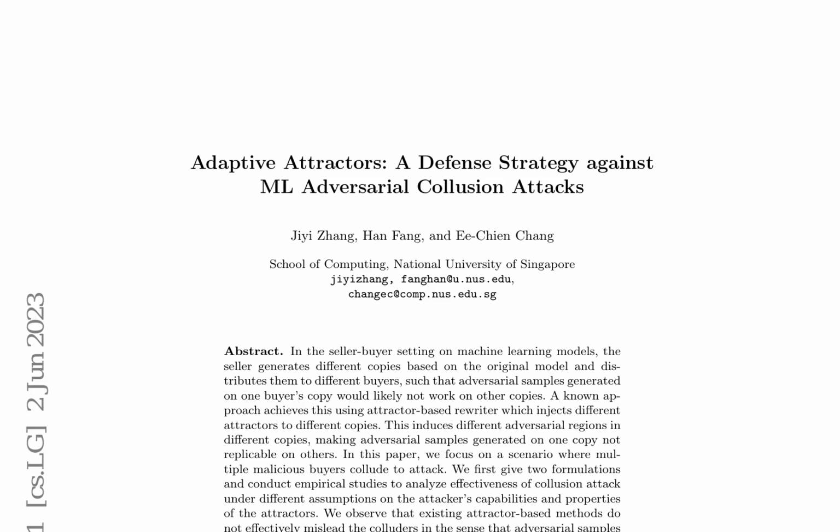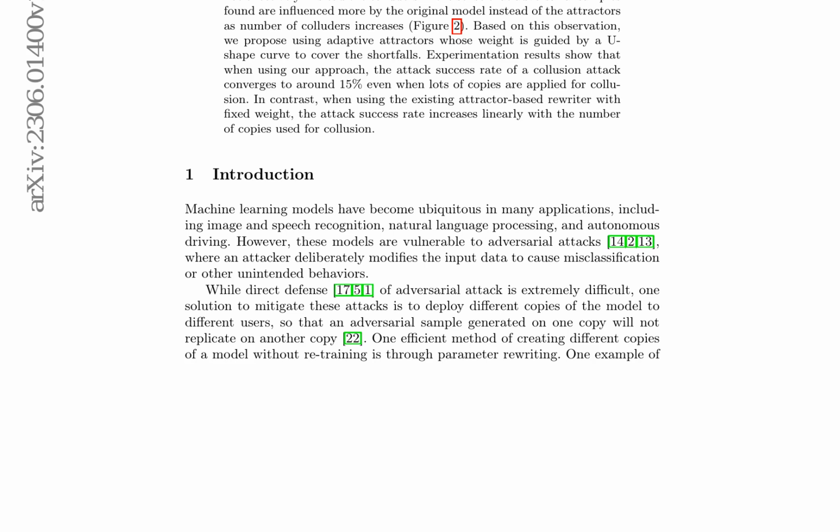In the context of machine learning model defense, particularly against collusion attacks, this research proposes a novel strategy based on adaptive attractors. Existing methods using attractor-based rewriters are vulnerable to collusion attacks as they do not effectively mislead colluders. The authors formulate the problem, conduct empirical studies, and propose using adaptive attractors with a U-shaped weight curve to dynamically adjust the weight of the attractors based on the proximity of an input sample to the decision boundary.